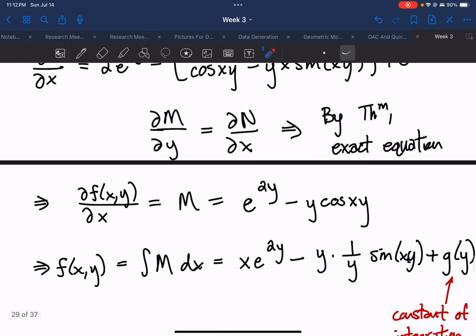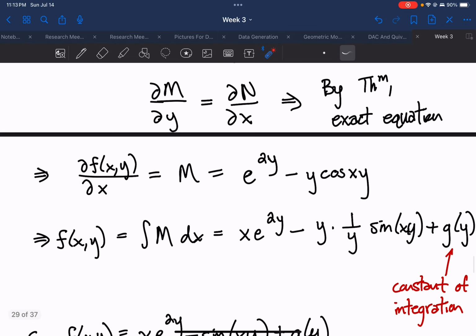So again, I'm going to start with m, which is partial f partial x, and that's this guy. And now I'm going to take m and integrate it dx. If I integrate this dx, what happens? I kill off the derivatives. So I'm going to integrate this dx.